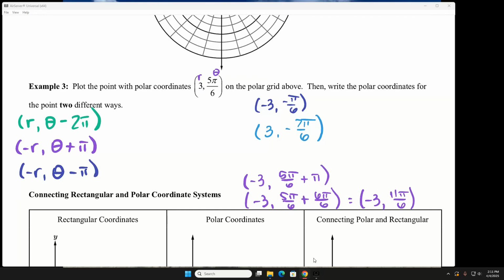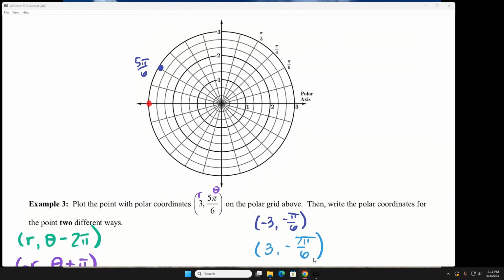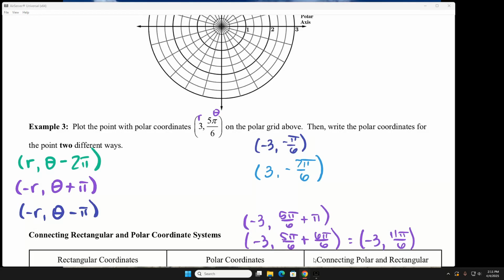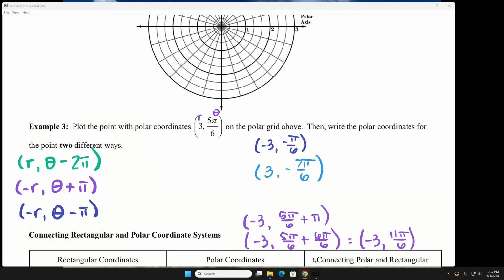So let's just make sure that does work. Negative 3 means we would go over to this point and we would rotate 11 pi over 6, which is almost a full rotation. It's pi over 6 short of a full rotation, so that also would get us that point. All right, so it's up to you. When you're asked to do this, if you want to just graph it and figure it out, you can. Or if you wanted to, you could use 2 of these 3 algebraic forms to figure it out.